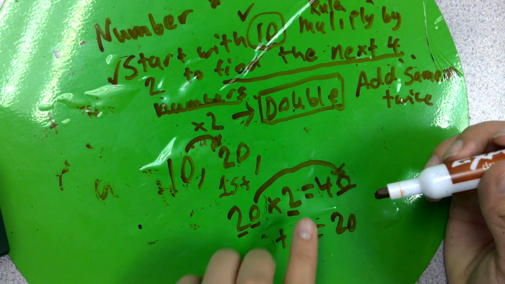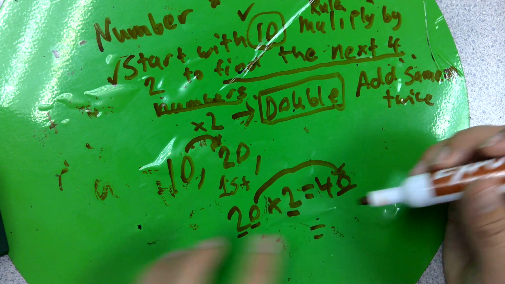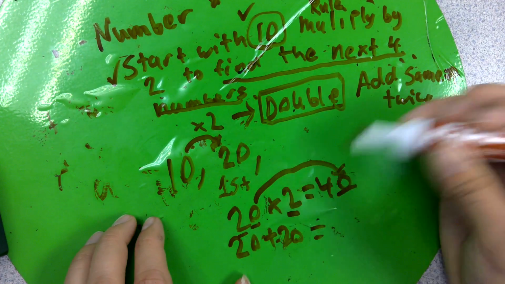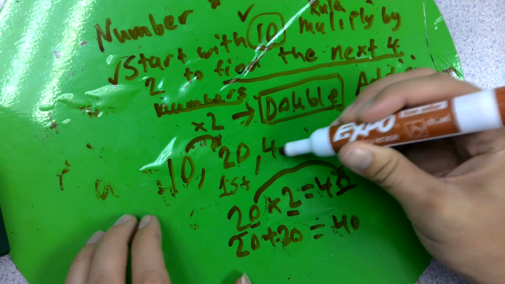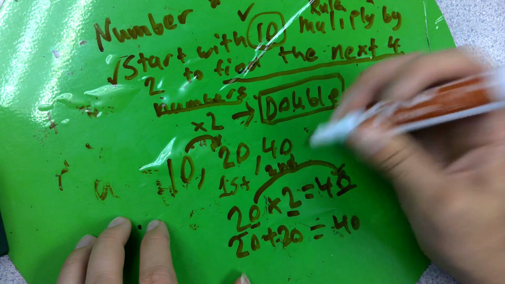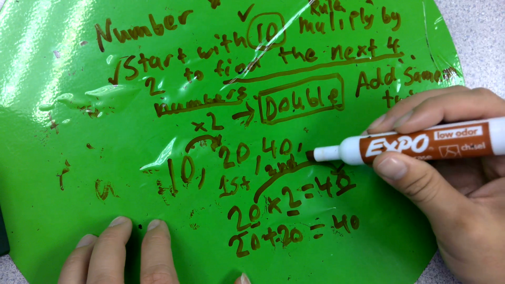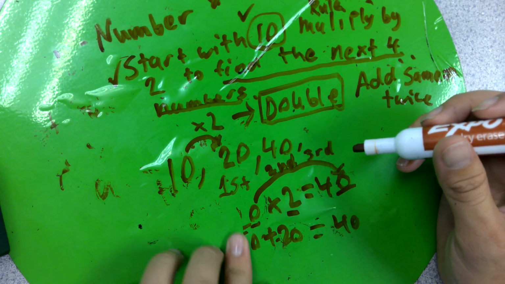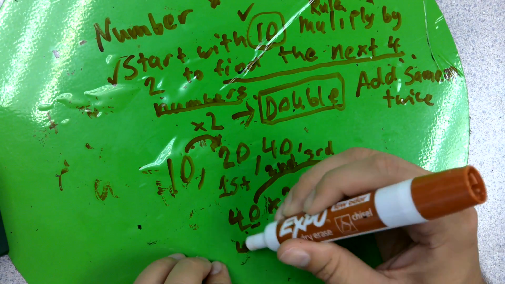Or, if you're not as savvy, that's okay. You can just take that 20 and continue the pattern. 20 plus 20 equals 40. So there's my third number. I need to find the second number after 10. And then I have to keep going. My third number after that is going to be 40 times 2, or 40 plus 40.